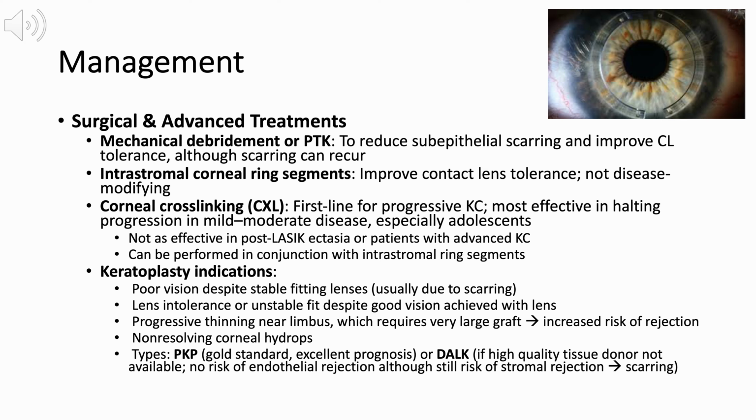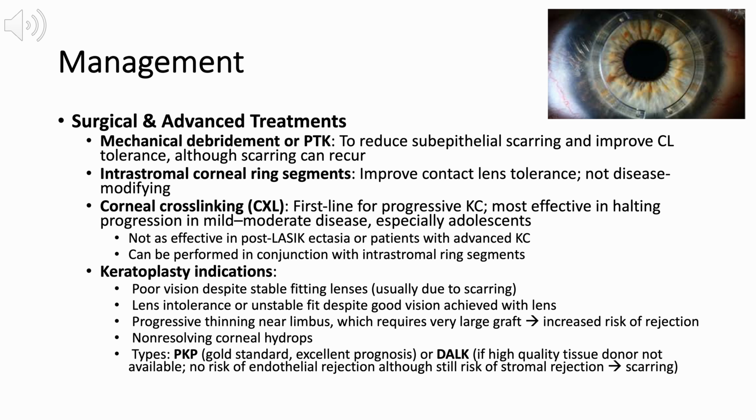The most important disease-modifying treatment is corneal cross-linking. This is considered first-line therapy for progressive keratoconus, especially in younger patients and adolescents, where it has been shown to halt progression very effectively. It works by using riboflavin and UVA light to strengthen collagen crosslinks in the cornea.